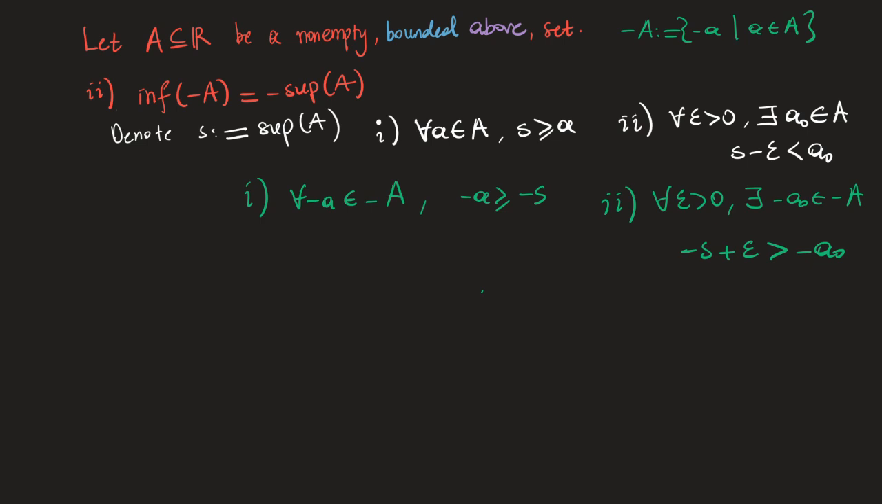So yes, everything is okay. By the definition of the infimum, this minus S is the infimum of minus A, because it satisfies every condition that the infimum should satisfy. And since we know that infimum and supremum are unique, as in the first case, we are finishing like that.